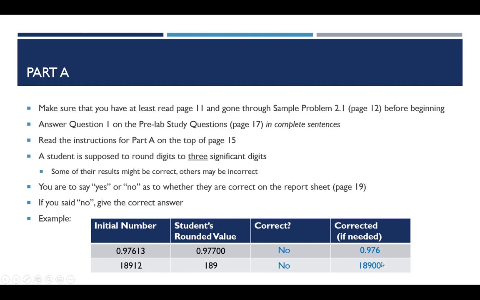18,900. Should they add a decimal point? No. If they add a decimal point, that would make the trailing zeros significant. Then, instead of having 3 significant digits, they would have 5. So please, carefully look at the table on page 19 and complete it, going through it exactly the same way as what I did here. I'm going to go ahead and pause that, and when you're ready, I will continue on to talk about the material we're going to need for Part B.